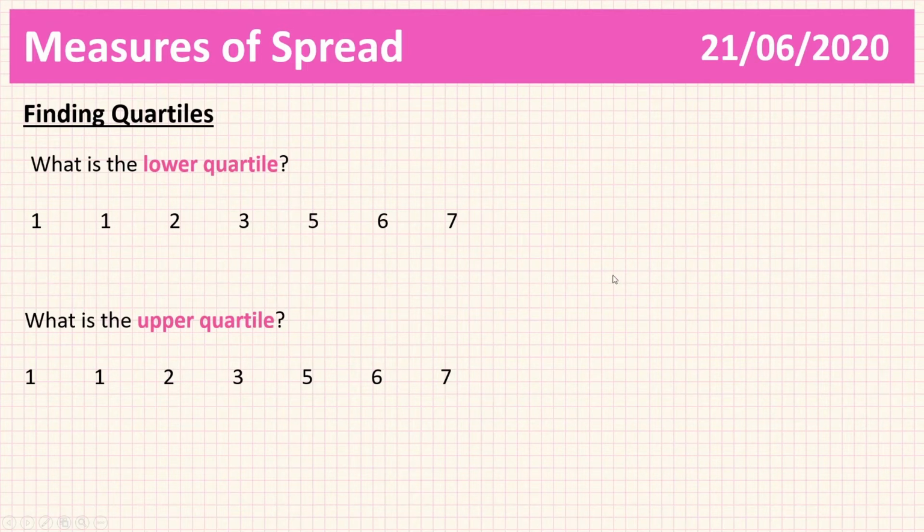So if you watch that now as an animation, we cross out the 1 and the 7, we cross out the 1 and the 6, we cross out the 2 and the 5, and that means that 3 is our median.